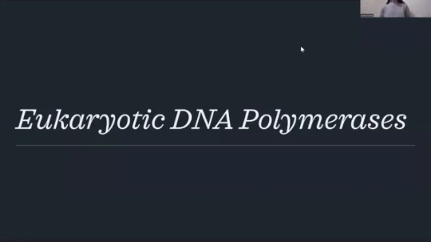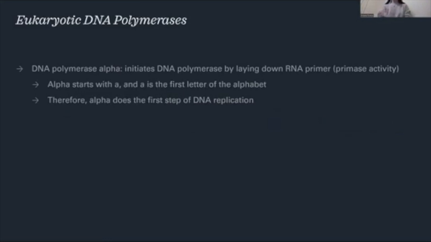Let's start looking at our eukaryotic DNA polymerases. These are different than your bacterial ones. So in bacteria, we have 1, 2, 3, 4, 5 in Roman numerals. In eukaryotes, we have Greek letters. The first one is DNA polymerase alpha, and it's going to start DNA replication by laying down an RNA primer using primase activity. So this word right here is supposed to be replication.